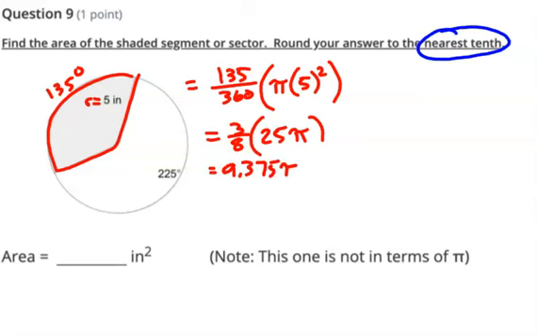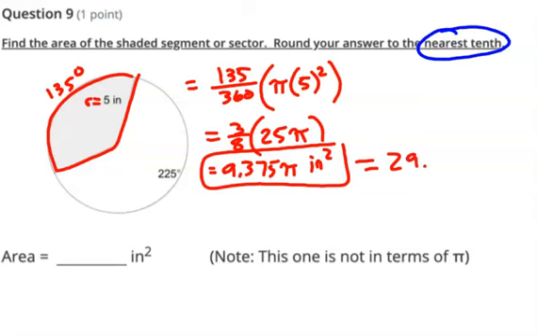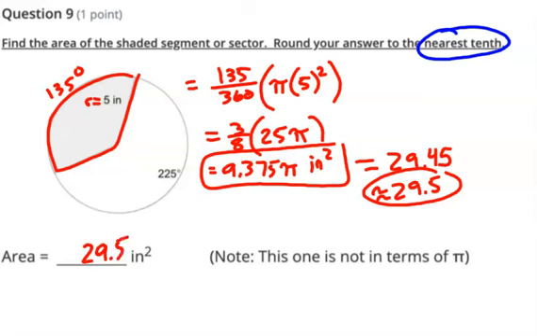9.375 pi square inches. And oops, this is not in terms of pi, like I said. So what we need to do is do times pi. That's my mistake. I almost forgot. So this is going to be 29.45, which rounds to the nearest tenth, 29.5 square inches. So that one just said nearest tenth, so I had to multiply by pi. That's my rounded answer. The one in the box is the exact answer. The one in the circle is the approximation based on how they wanted us to round.